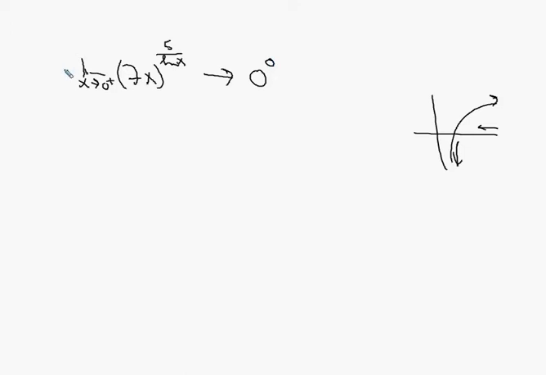So let's do the same thing as the last problem. Set it equal to L. Take the natural log of both sides. We'll take the natural log of 7x to the 5 over ln of x. Right? That's not very easy to read. Let's see if I can do that a little better.